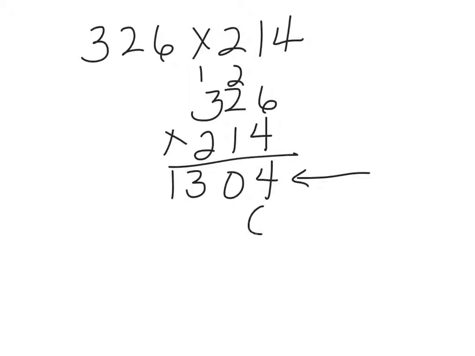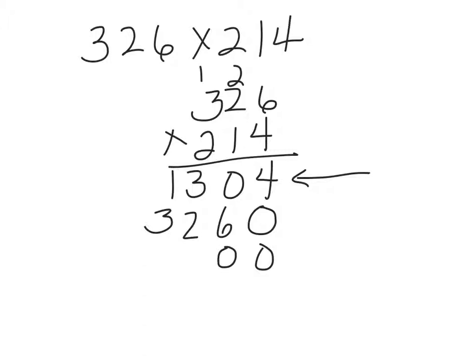Now I need a placeholder because I'm moving to the tens place to multiply. 1 times 6 is 6. 1 times 2 is 2. 1 times 3 is 3. Now I'm going to add 2 placeholders because I'm moving to the hundreds place.